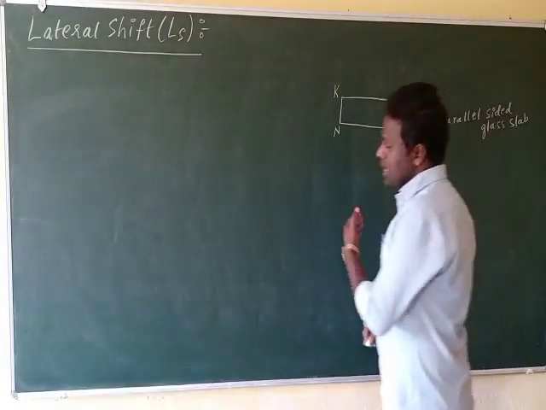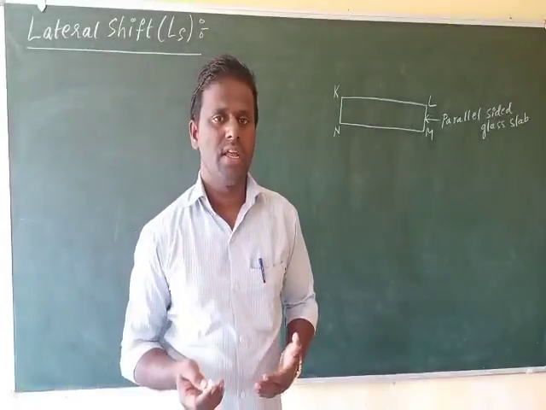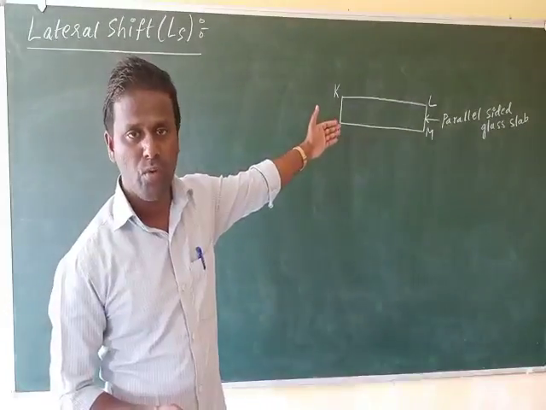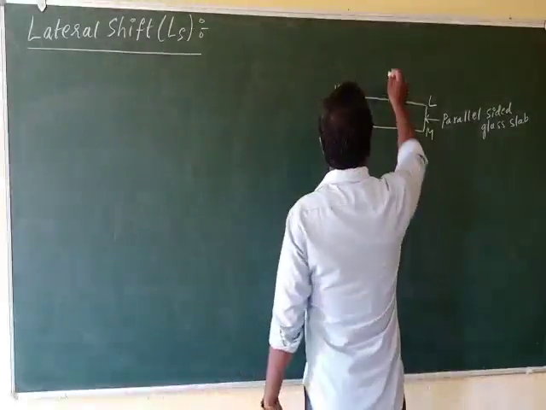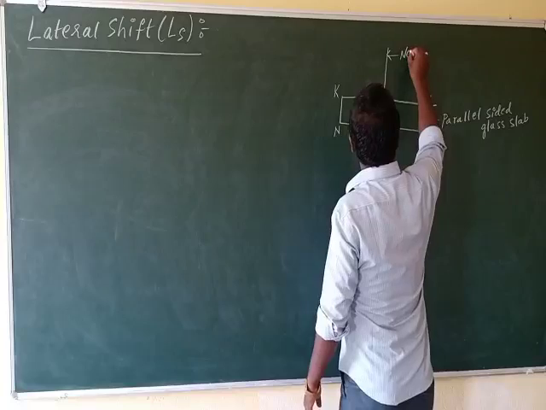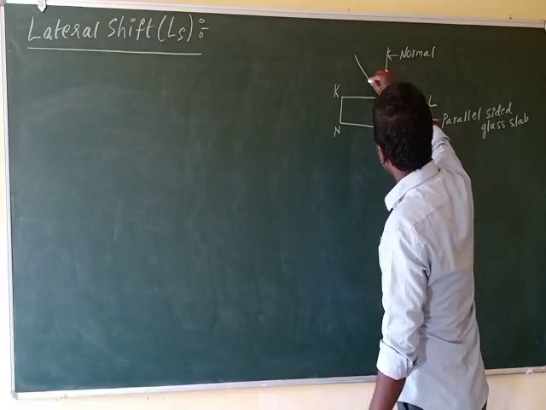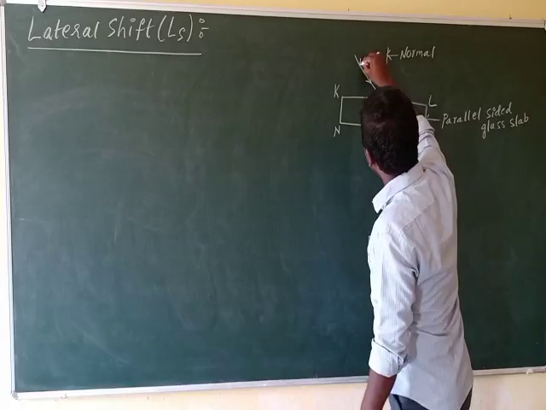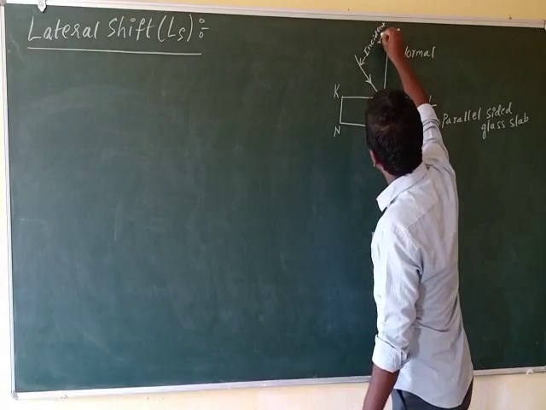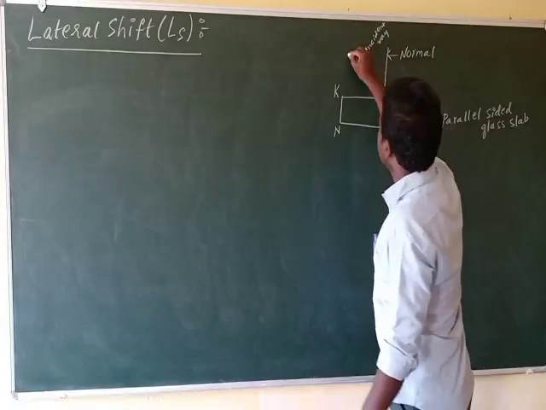If light travels through a glass slab, it shows lateral shift. So when a ray of light passes through a parallel sided glass slab, this is the normal. Say for example, this is the normal. Here a ray of light is incident. This is the incident ray, say PQ.